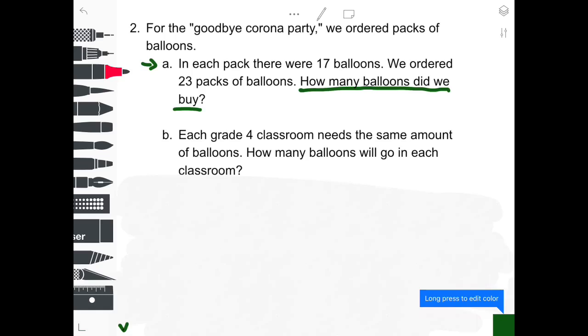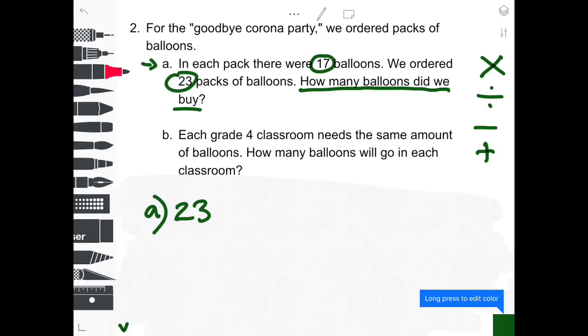Okay, well, let's go back to the question. So, in each pack, there were 17 balloons. Well, how many packs did we buy? Oh, we ordered 23 packs. So let's think about this. What operation am I going to use? Multiplication, division, subtraction, or addition?